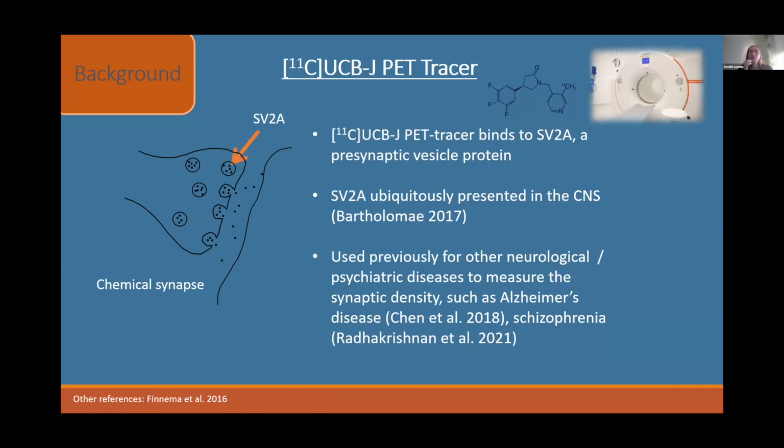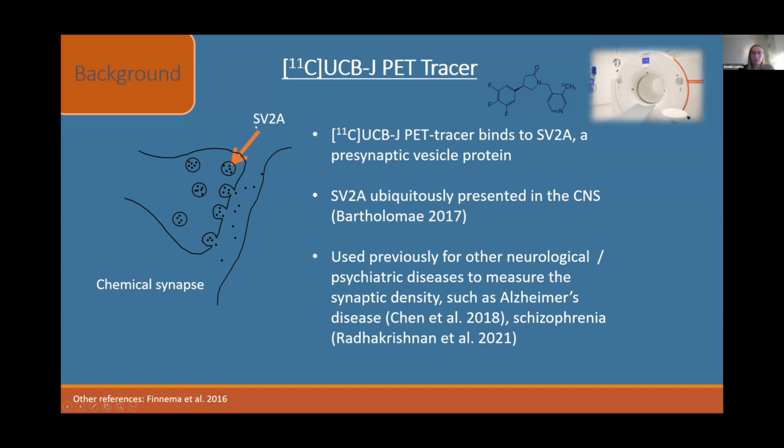So what we did is we did PET imaging, and we used a carbon-11 tracer called 11C UCB-J. This tracer binds to a presynaptic vesicle protein, which you can see here. So it's in the presynaptic area of chemical synapses. So we look only at chemical synapses here.